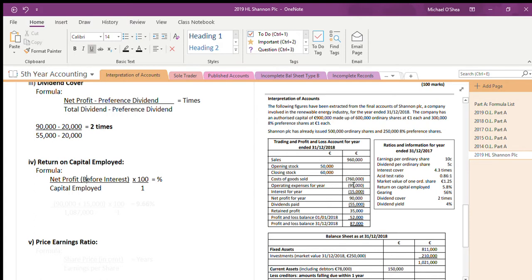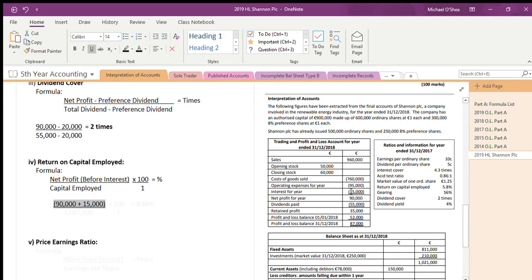I took away cost of goods sold, took away operating expenses, and I took away interest to get my net profit. But my net profit before interest is this figure before I took away the 15,000. So how do I find my net profit before interest? I just add back the interest. So I'm adding back the interest. It's 90,000 plus 15,000.